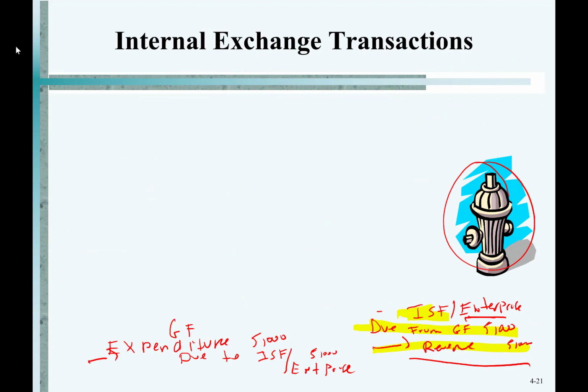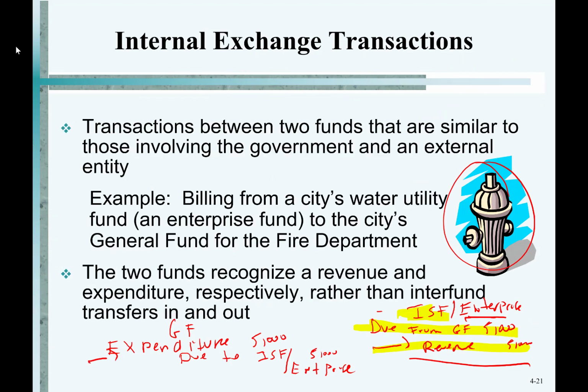The other way that we will get money transferred between the funds is when one fund provides a service to the other fund. So what happens here? I'm circling this fire hydrant because what? Do cities use water? The city could use water just like the public will. Okay? Or we could have what? A service being provided by the internal service fund.